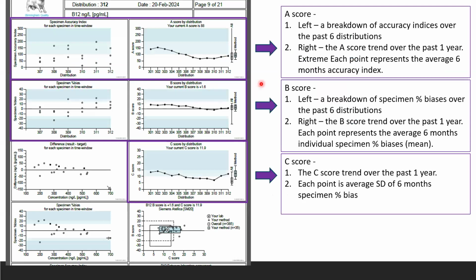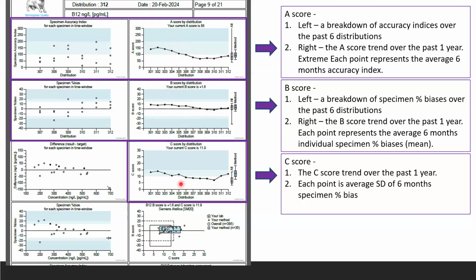Here, this page is a snapshot of one laboratory's performance, which is described across a range of graphs. The right-hand side of the graph shows trends over the past 1 year, and luckily here we have distributions 301 to 312 to show that this has been over a period of 1 year, and we can see how the A score has changed over this period of time from being borderline acceptable to now being acceptable. And the same is true for the B and C scores.